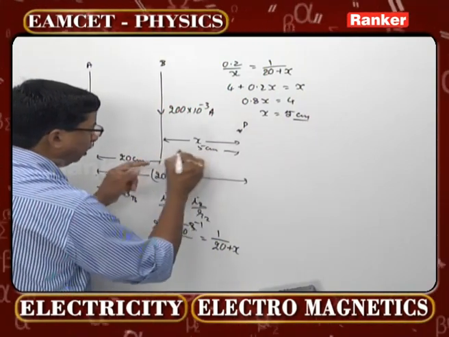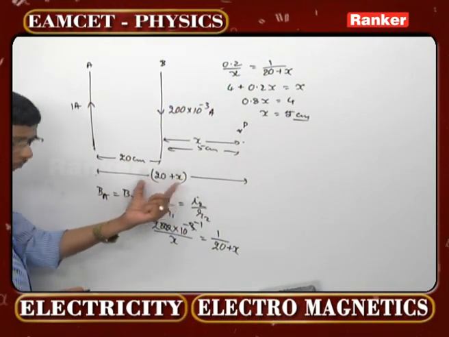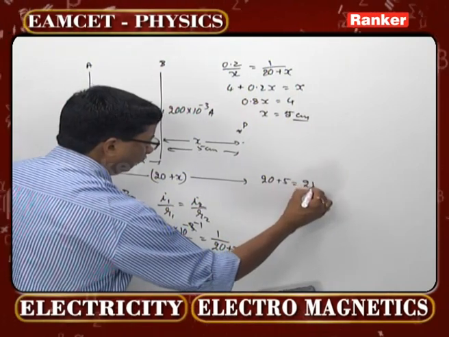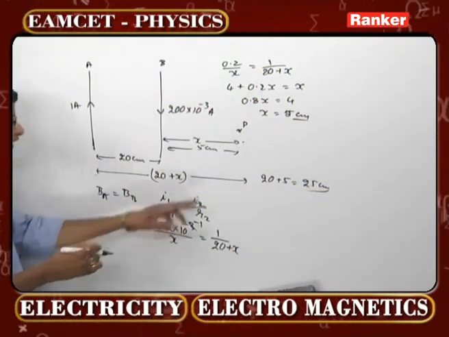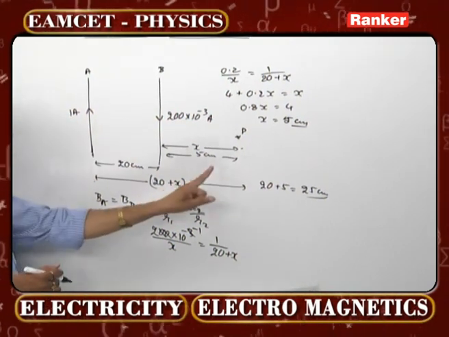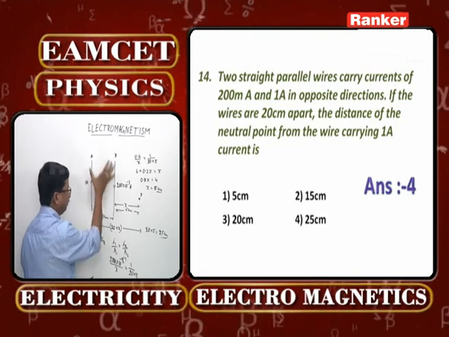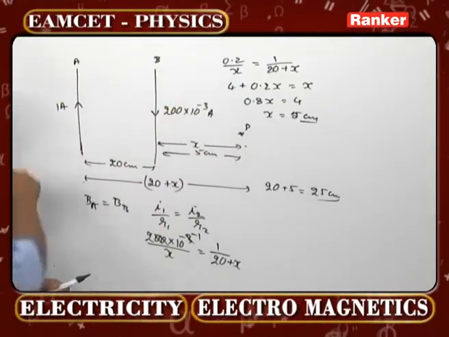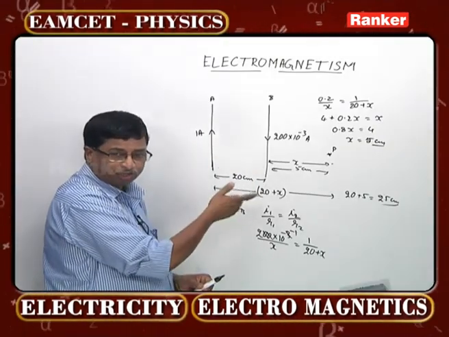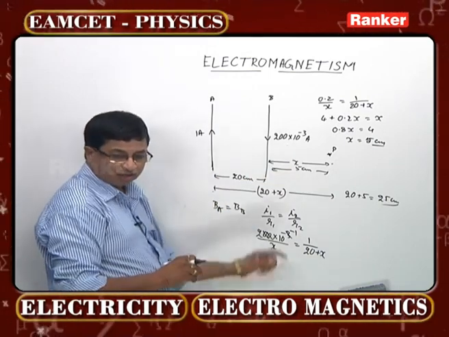You can understand. But his question is, from here what is the distance? Is it not 20 plus 5? So what will be the distance over here? 20 plus 5, 25 centimeter must now be the distance from that wire carrying a current of 1 ampere. So the fourth option is going to be tallied. So what you should understand: if directions are same, the null point lies between the wires. If the directions of currents are opposite, the null point lies outside that conductor carrying the least value of current. That is the concept.